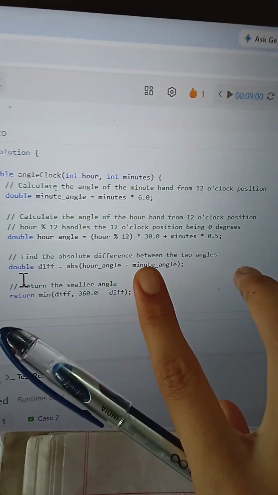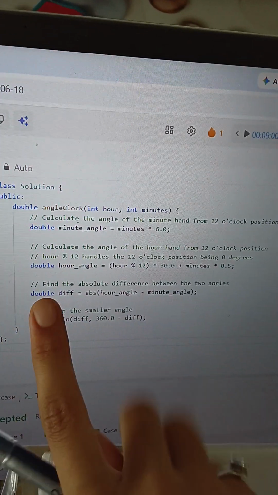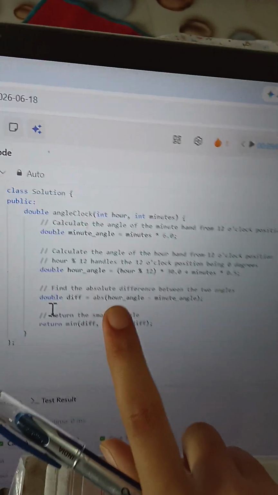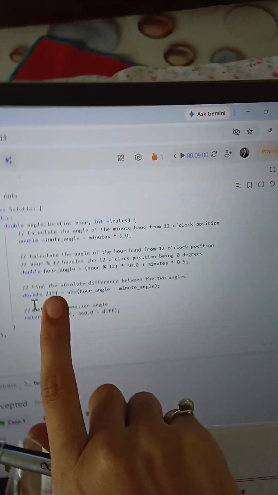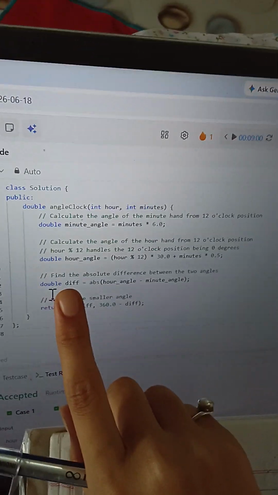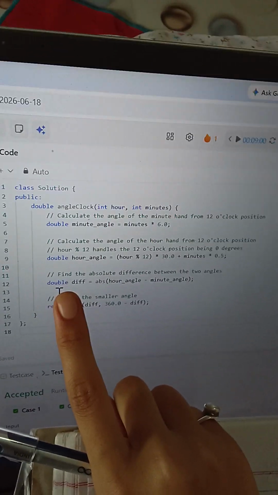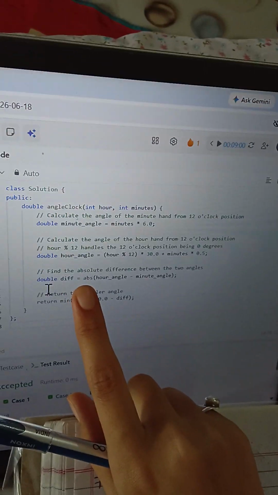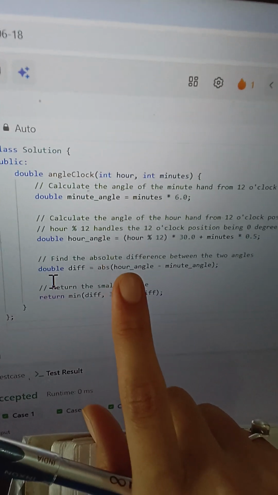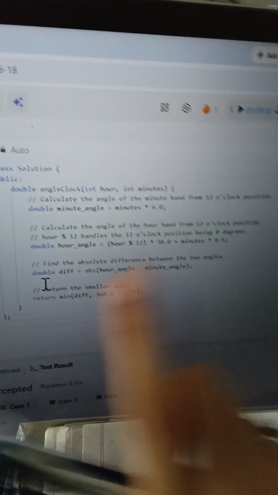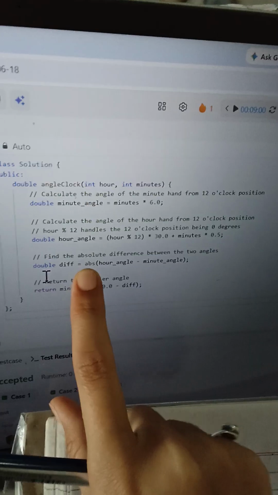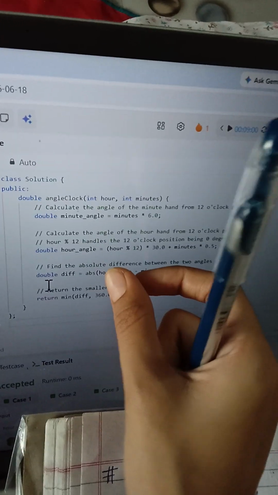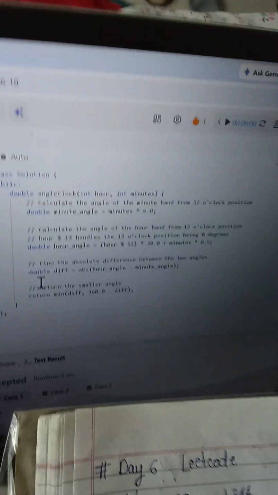So find the absolute difference between the two angles. Double diff is equal to hour angle minus minute angle. Here we are using an inbuilt function, which I have named diff for difference. It is double because all our variables are double. Here we are using the inbuilt function abs for ignoring negative values, meaning if this one is positive and this one is negative, it will always generate a positive value.